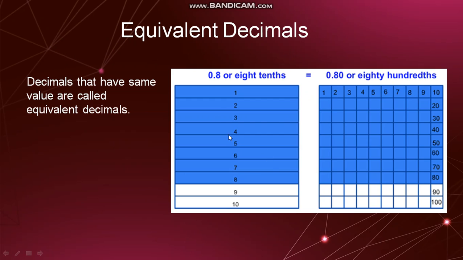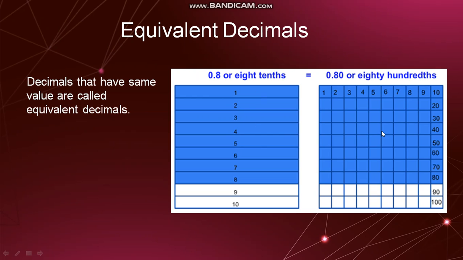If you see this, they have divided this into 10 equal parts, 1 2 3 4 5 6 7 8 9 10. This particular picture is divided into 10 equal parts, and this particular picture is divided into 100 parts. As you can see, the shaded portion is equal in both cases. When you write it, it is written as 0.8 or 8 upon 10, whereas this is written as 8 upon 100. But the amount of portion shaded is equal.